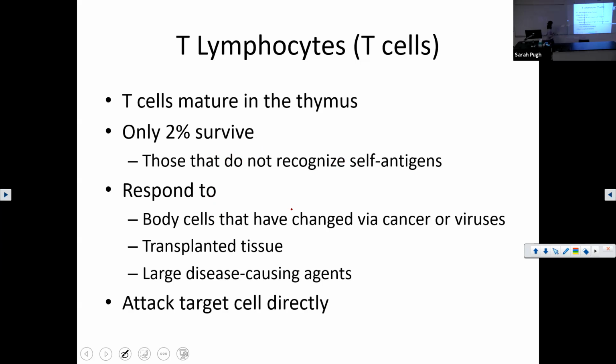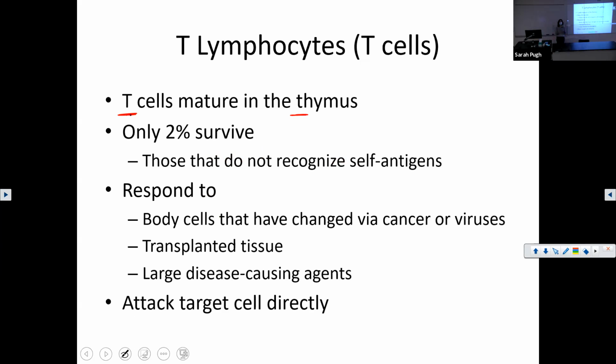T cells are made in our bone marrow. All of our formed elements are made in bone marrow, but T cells mature in the thymus. So I remember the T in T cell for T in thymus. So once T cells are made in the bone marrow, they go to the thymus to become mature.